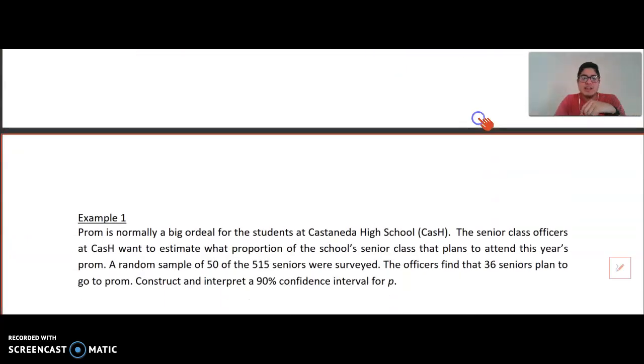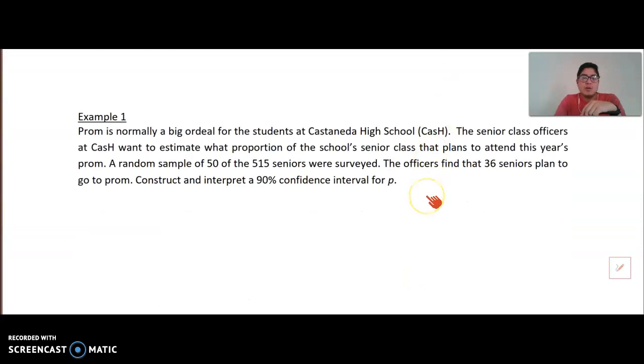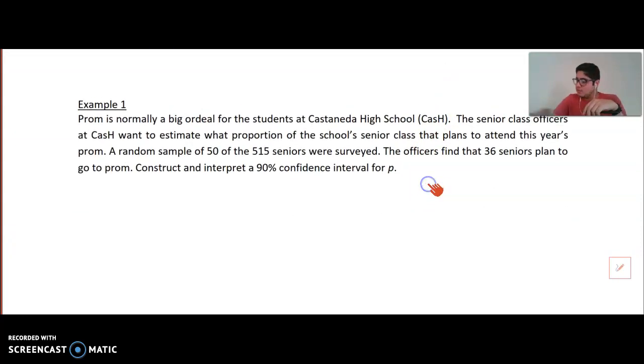All right, so let's take a look at an example here. Prom is normally a big ordeal for the students at Cache High School. The senior class officers at Cache want to estimate what proportion of the school's senior class plan to attend this year's prom. A random sample of 50 of the 515 seniors were surveyed. The officers find that 36 seniors plan to go to prom. Let's construct and interpret a 90% confidence interval for p.